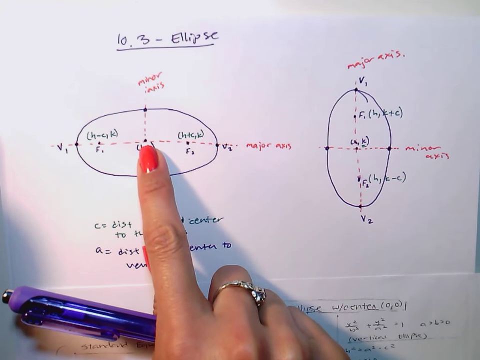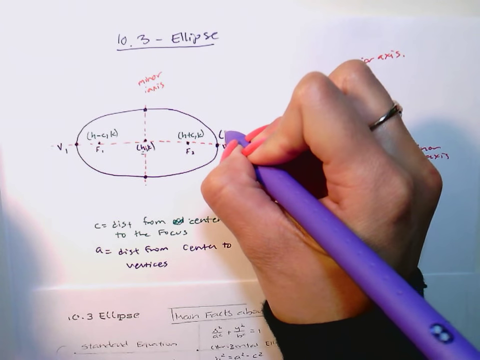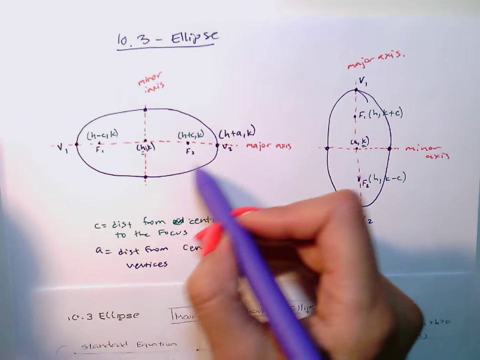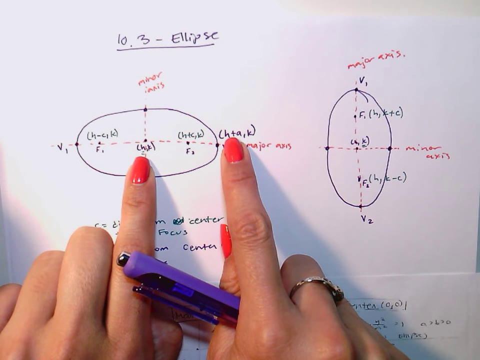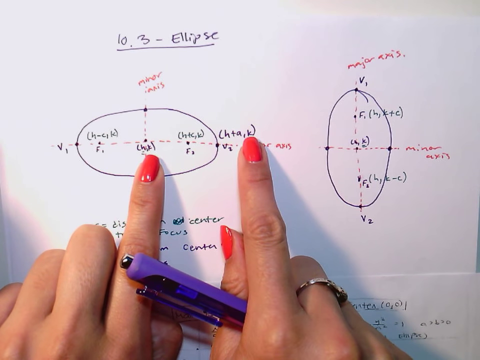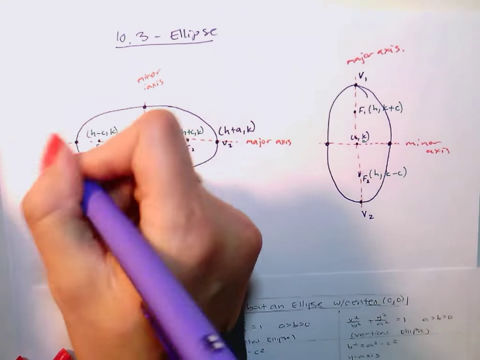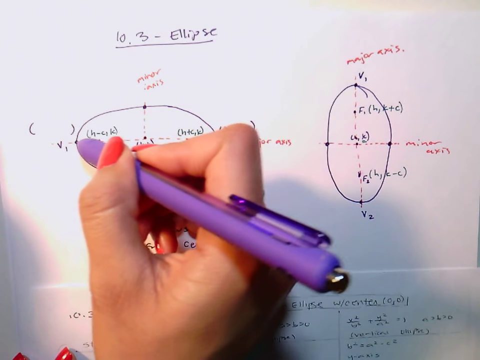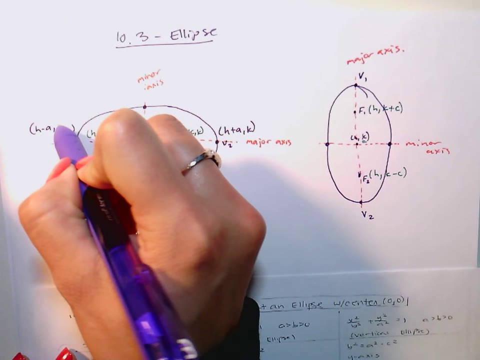So if I'm going a units to the right, this point for the vertex is going to be h plus a comma k. The x value is the one that's going to change. So from h, we go a units to the right, it becomes h plus a. The y value is still the same. Also for the point on the left, but now it's going to the left by a units. So it's going to be h minus a comma k.